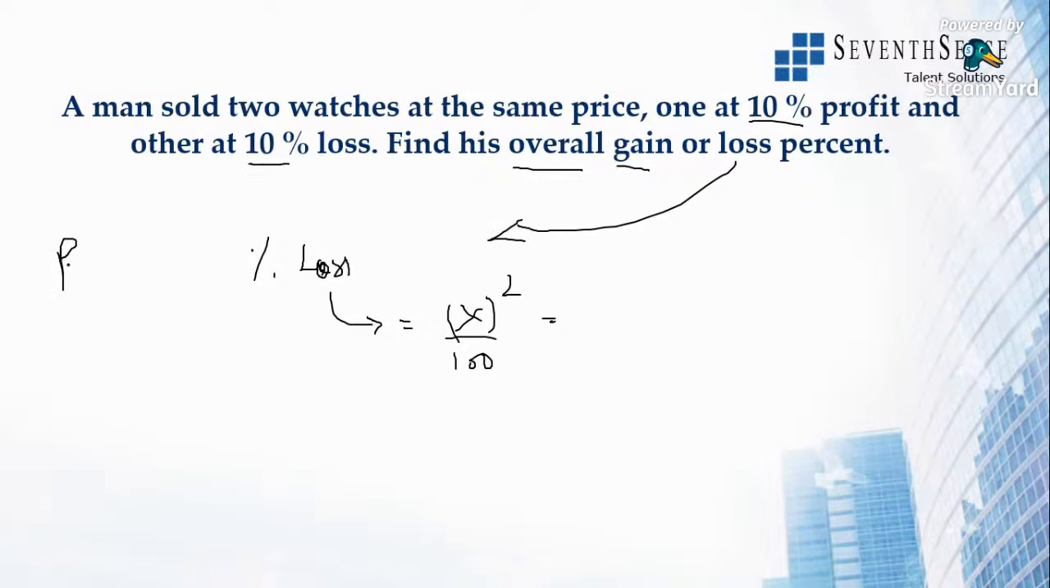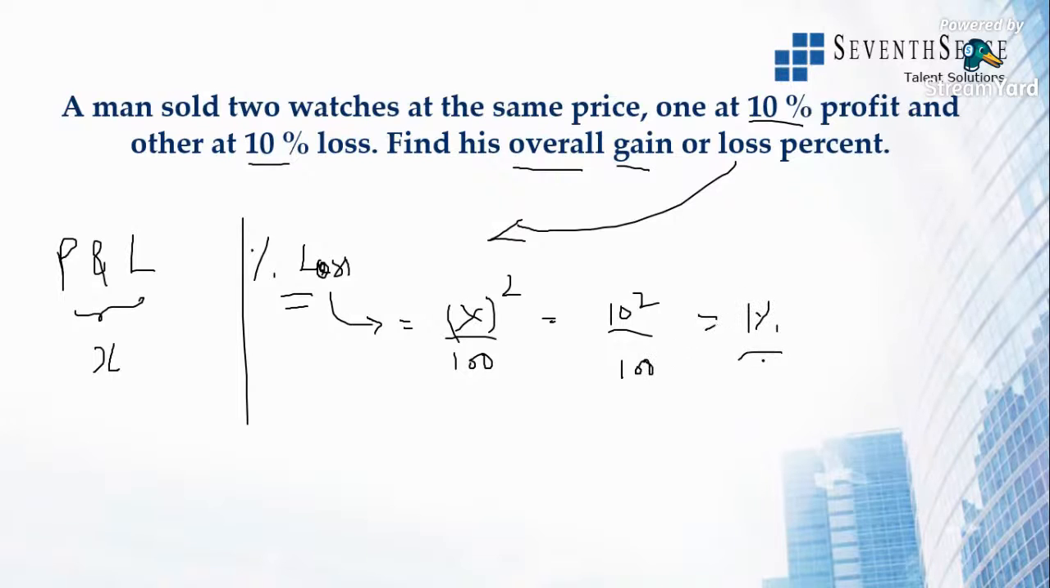If both profit and loss have the same value, say both are 10%, then in the end the overall result will be a loss. So x value is 10%, so 10 square by 100, which is nothing but 1%. And remember, this is the formula for this type of question. So never confuse yourself.